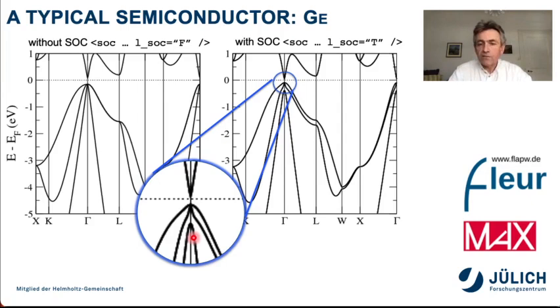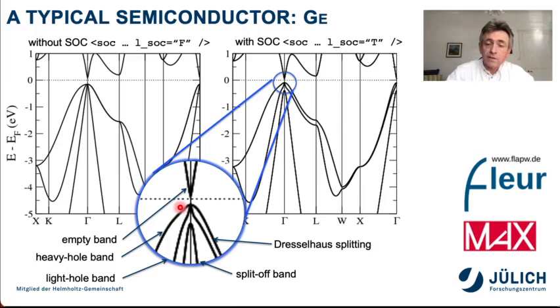And this splitting is actually very important for transport in semiconductors, because it is these different bands that contribute differently to the conduction, and they all got separate names that I mention here. And you can even see a splitting along certain high symmetry lines. This one along gamma L is then called the Dresselhaus splitting, and that occurs in germanium, which has a diamond structure, and this symmetry is quite high, and only along certain lines you can observe some additional splitting due to this Dresselhaus effect.